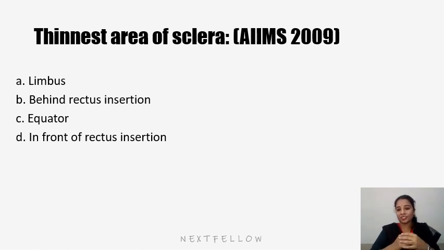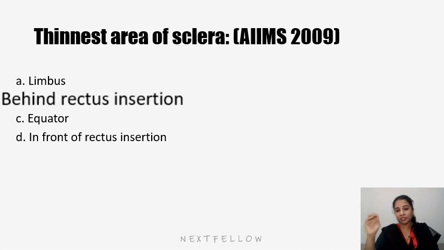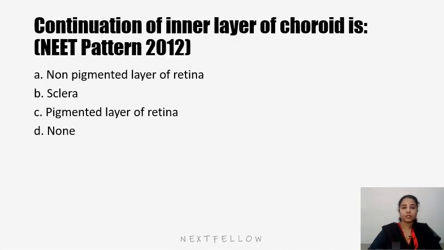Let's see a few questions related to it. The thinnest area of the sclera. Which is the thinnest area of the sclera? The site of insertion of the recti muscles will be the thinnest area of the sclera. So behind the rectus insertion is the thinnest area of the sclera.